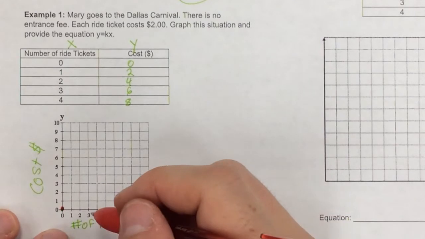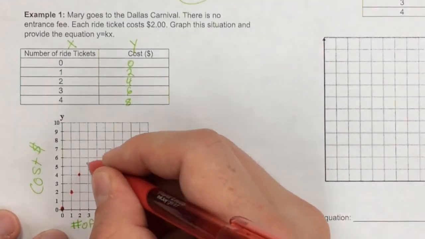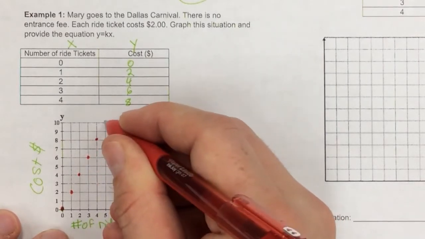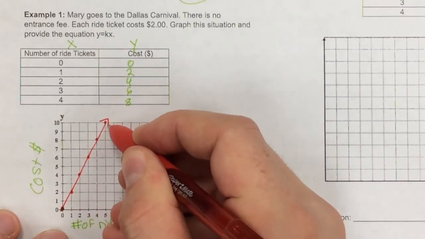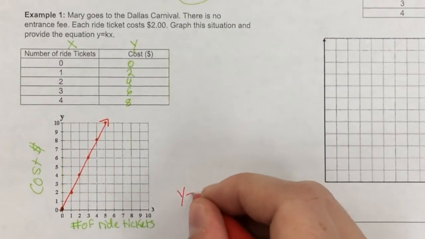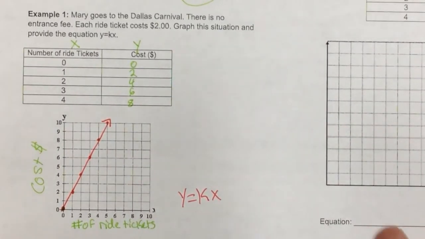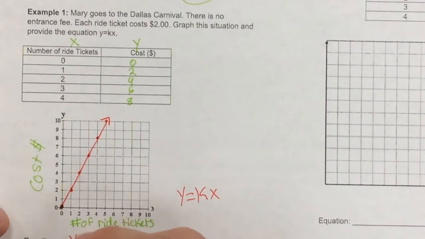So for 1 ride, it's actually $2. 2 rides, 4, 6, 8, 10, and so on and so forth, right? So we'll connect that, and it could go on forever. So our equation would look like y equals kx. So our k is, what is it for one ride? So our k is obviously just 2, so it's going to be y equals 2x.